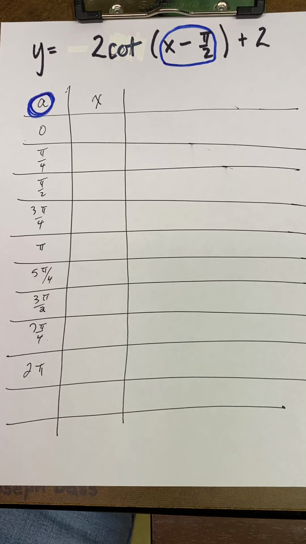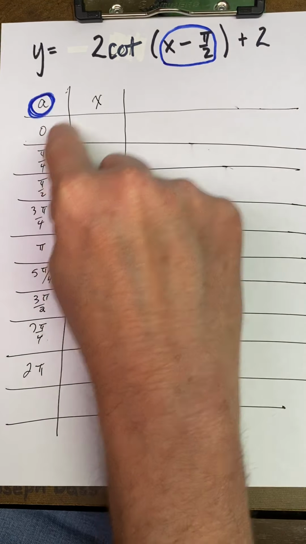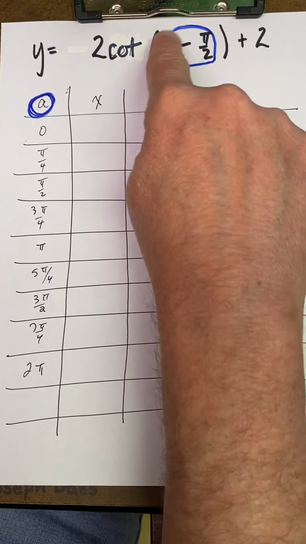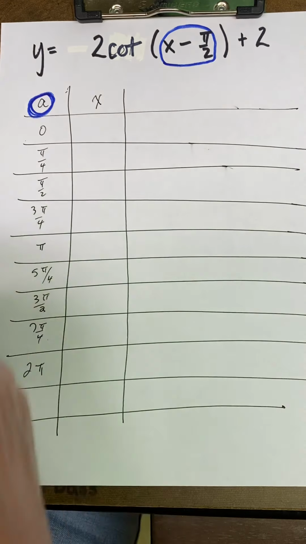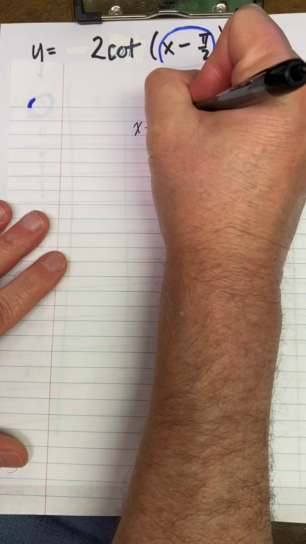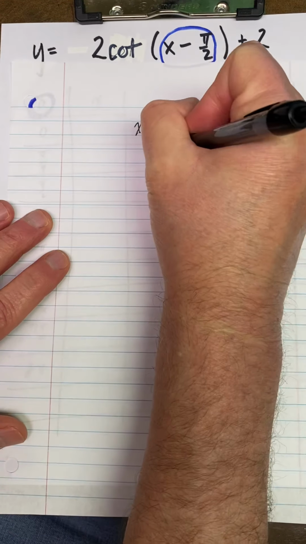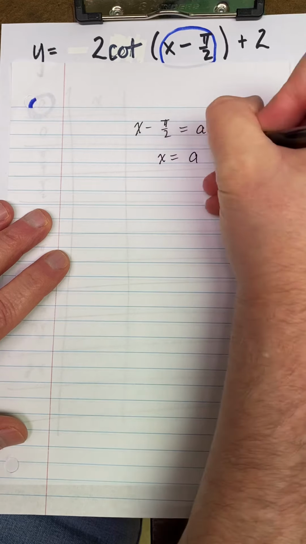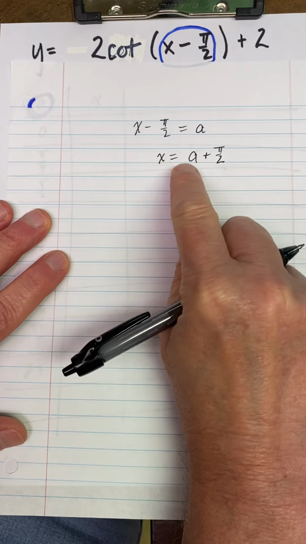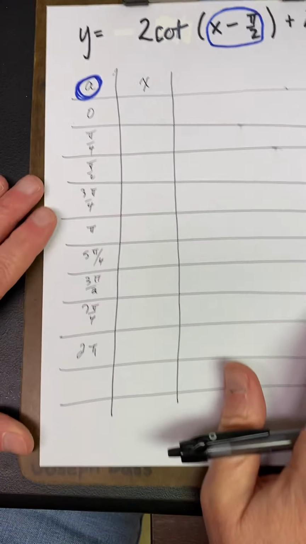I want the argument, the thing circled in blue here, to be 0 when I'm done. Plug in an x, subtract pi over 2, I ought to get 0. Plug in an x, subtract pi over 2, I ought to get pi over 4. What does that mean? I want x minus pi over 2 to take on one of those nice argument values. That's the easiest one we've solved lately. X would have to be the argument plus pi over 2. I just need to add pi over 2 to the argument to get what x would need to be. So I'm going to go down and add pi over 2.